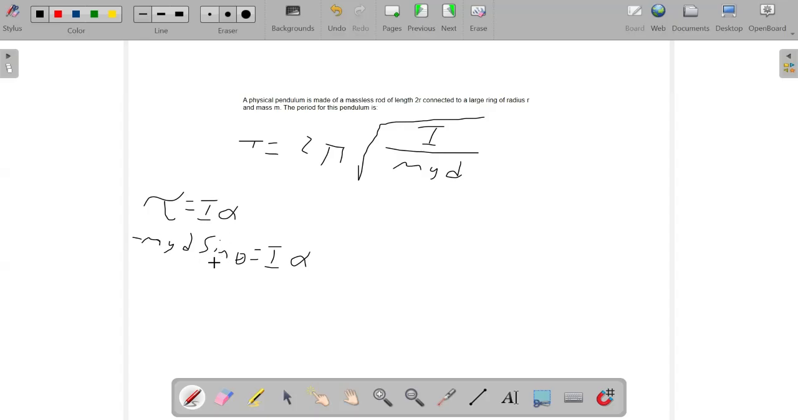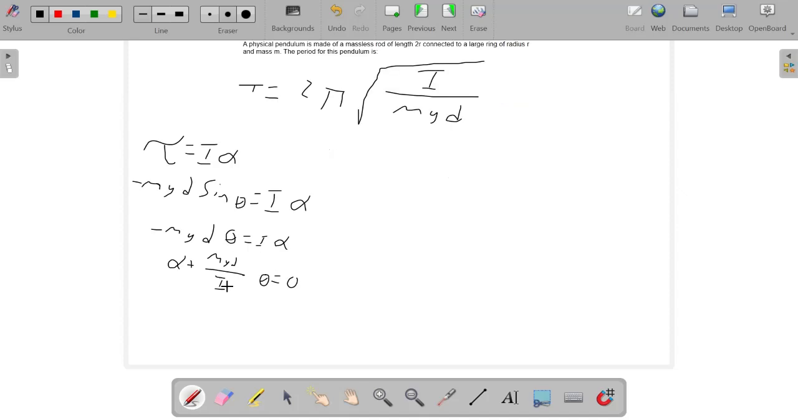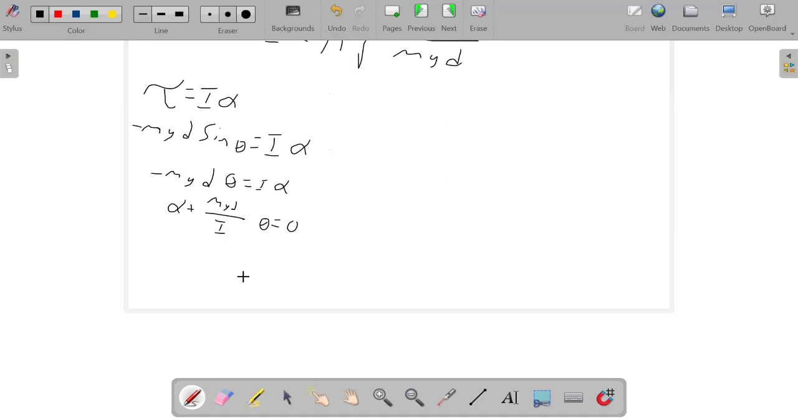Sine theta can be replaced with just theta. So we got minus mg d theta equals I alpha. And we get that alpha plus mgd over I theta equals 0. And all I just did there was I added this over to the other side divided by I. And this gives, that's based off the basic equation of simple harmonic motion.